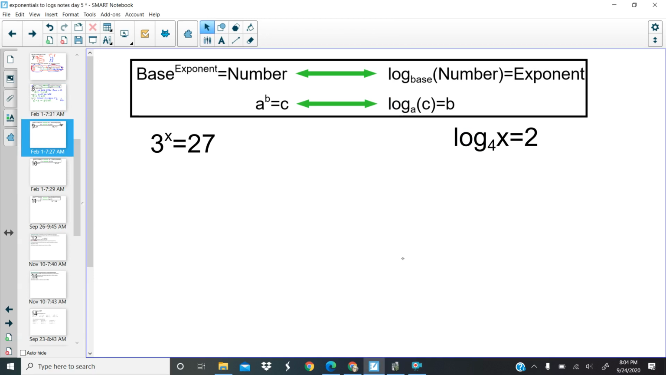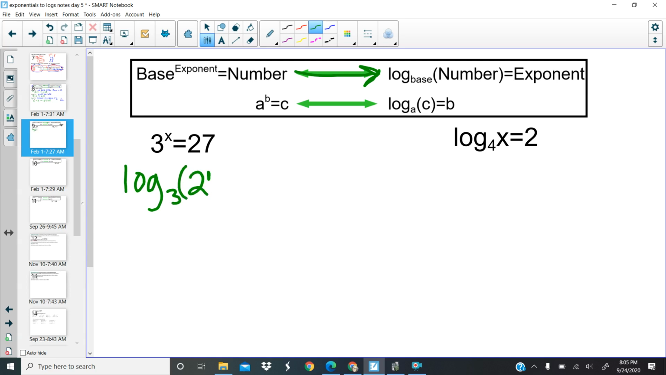Okay, so now I just want to go through and do a few different examples. So the first one, if you look at it, it's currently in exponential form. There's no log, so we're going to need to go from exponential form to logarithmic form. So the first thing you need is log, and then you need to see what your base is, and the base of the exponent is 3. Then you need whatever number is on the other side of the equal sign, which is 27. And then it's going to be equal to your exponent, which is x. So now we have log base 3 of 27.